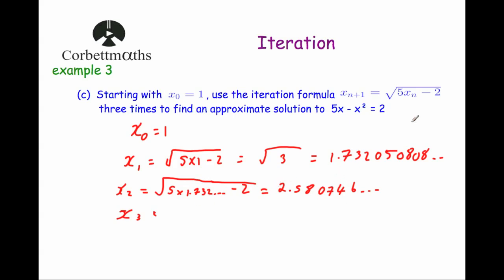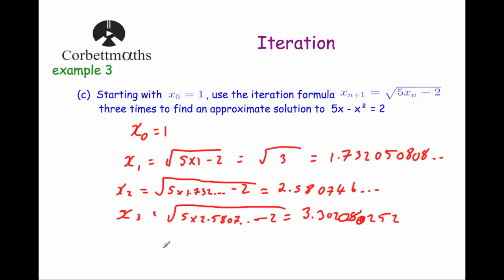And our last one, x3. Again, to get x3, we just need to put the value for x2 into here. So that will be the square root of 5 times 2.580 and so on, minus 2. And then that will give us an answer of 3.302 and so on, but I'd write this all down. If we were to do it again, we would get 3.80 and so on, and that's it.